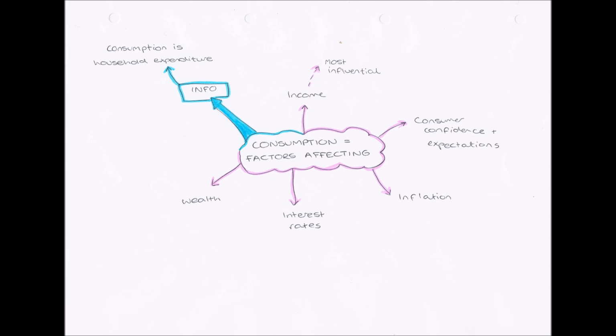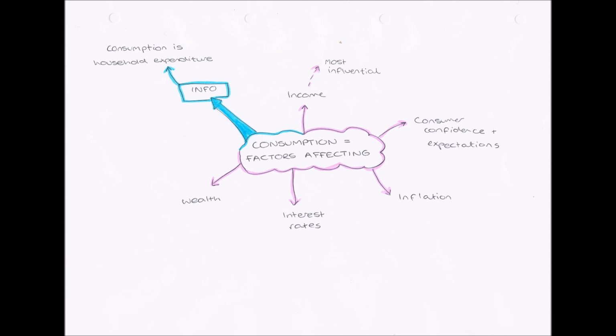So firstly, what is consumption? Well, consumption is household expenditure. So how much families and individuals in households spend, how much spending occurs. So consumption is essentially spending. And consumption is part of our aggregate demand formula. AD equals C plus I plus and so on. It's the C part of our formula.